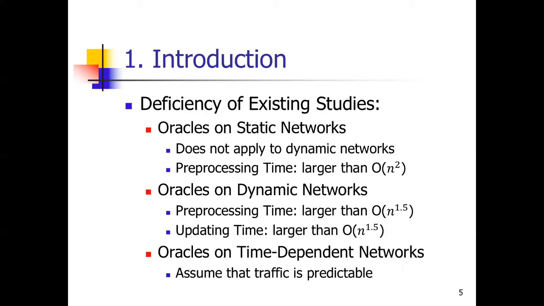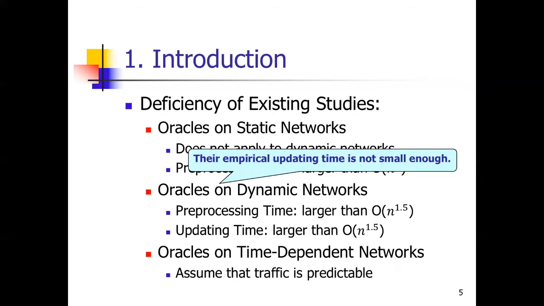Although there are some existing studies on static networks and dynamic networks, they are not efficient enough. Let me classify them into 3 different categories. The first category contains oracles on static networks. They do not apply to dynamic networks, and they have very large pre-processing time, which is larger than big O n squared. The second category contains oracles on dynamic networks, and they have a very large pre-processing time, which is larger than big O n to the power of 1.5, and a very large updating time, which is larger than big O n to the power of 5. And their empirical updating time is not small enough.